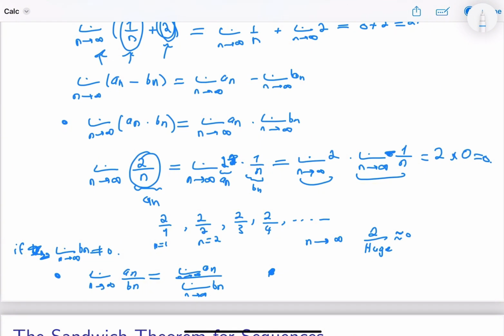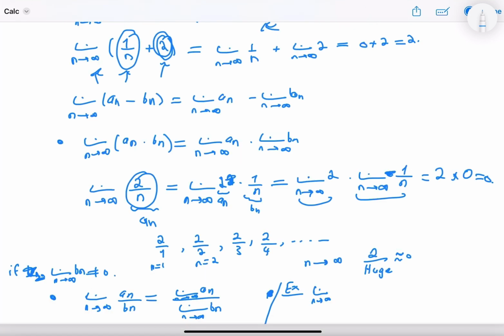Let us take a quick example. Take the limit of 1 over n, all of this divided by 2. What is this? This is the limit of the thing above divided by the limit of the thing below. The limit of the numerator is 0 and the limit of the denominator is 2, so this is just 0.